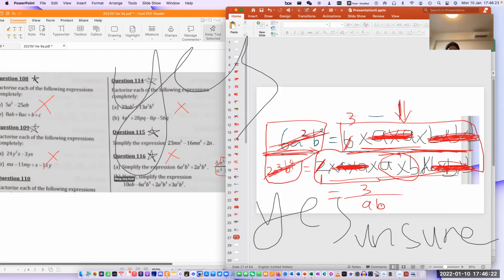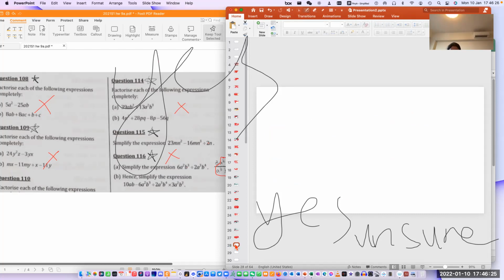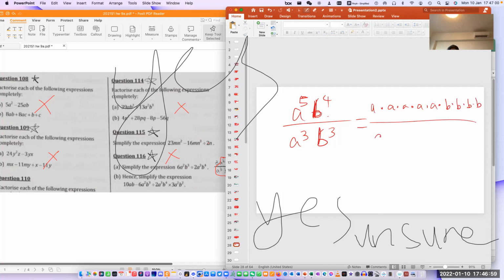Good. All right. So, in fact, to simplify any expression can be this. Okay. So how do you do this? All you need to do is expand it. I don't use a times, I don't use the cross. I use the dot. So I have 5 A's, and then of course I have 4 B's. Then below 3 A's, 3 B's.